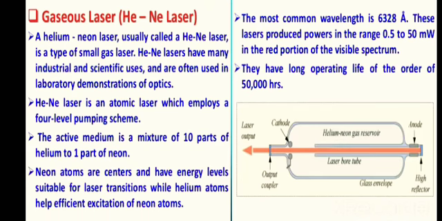The most common wavelength is 6328 angstrom units. These lasers produce powers in the range of 0.5 to 50 milliwatts in the red portion of the visible spectrum. They have a long operating life, of the order of 50,000 hours. The diagram is a demonstration of the helium neon laser.